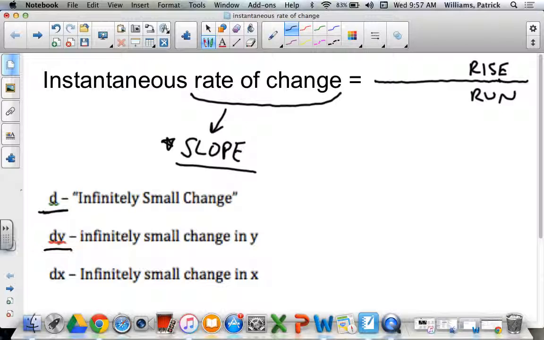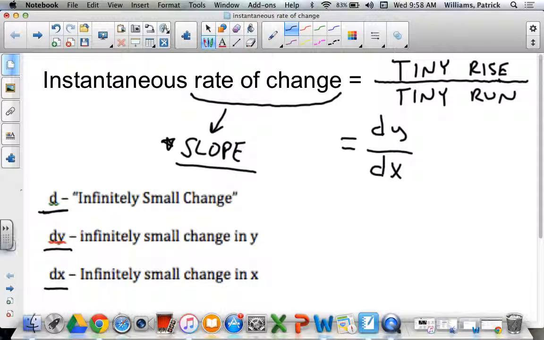So therefore, dy means an infinitely small change in y, or an infinitely small rise. dx means an infinitely small run. So when we talk about instantaneous rate of change, we're going to use those concepts of dy and dx to get a tiny rise over a tiny run. Therefore, we can think of instantaneous rate of change as the quantity dy over dx. In the next couple weeks, we're going to be using this symbol over and over again. dy dx is going to be prevalent throughout the rest of calculus, so you're going to see it a whole bunch.